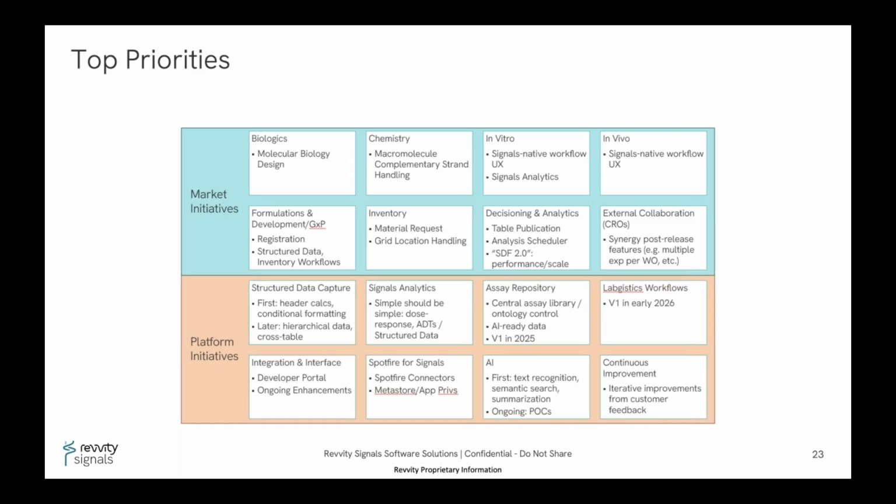We are very good with small chemistry. We're looking at expanding our capabilities in the larger chemistry, so your macromolecule, complementary strand handling, all of that cool stuff that we really want to push for. Additionally, we're going to be looking at improving analytics within Signals Notebook, and that's something that we're going to be expanding on.